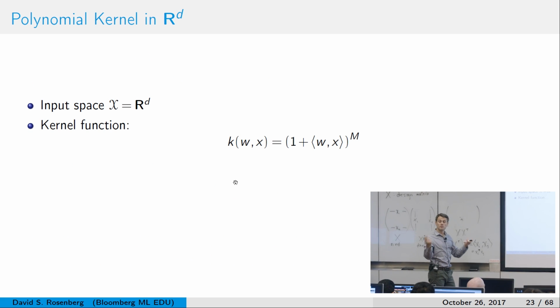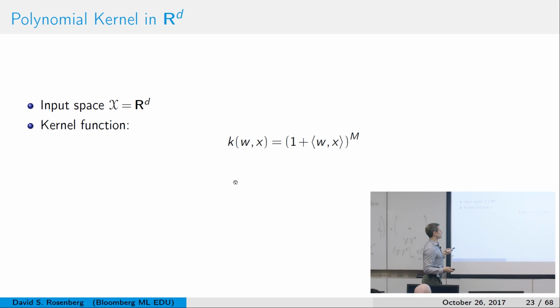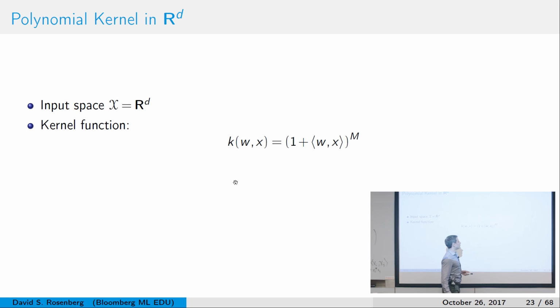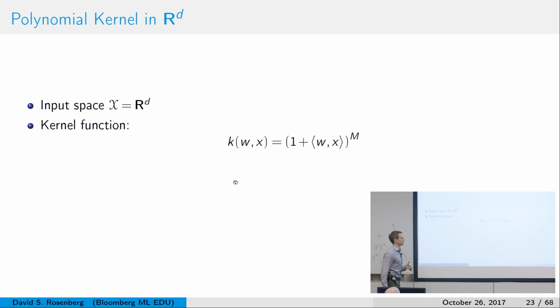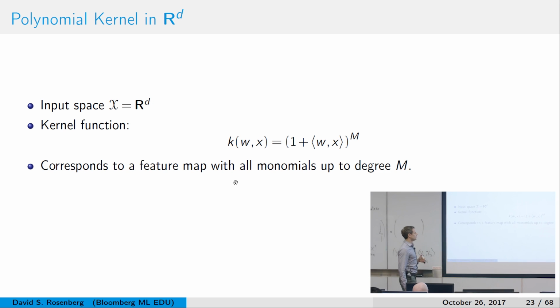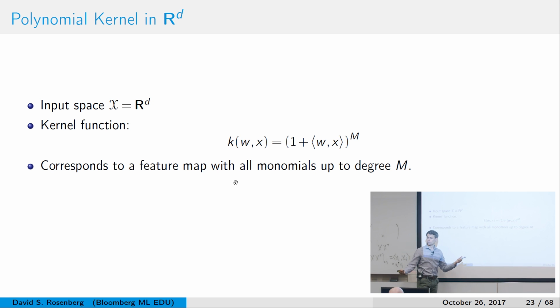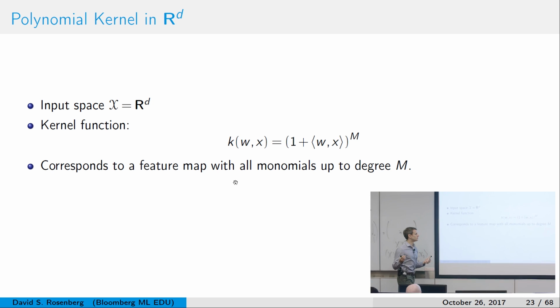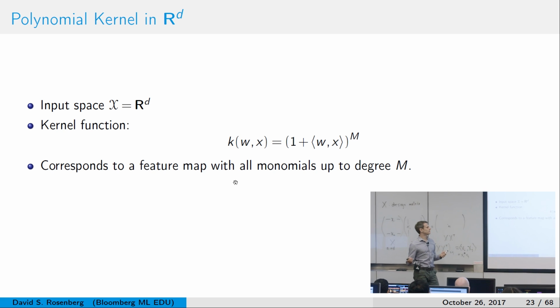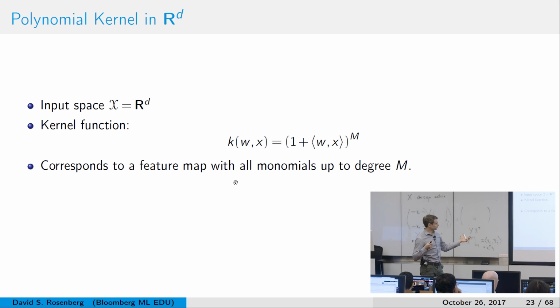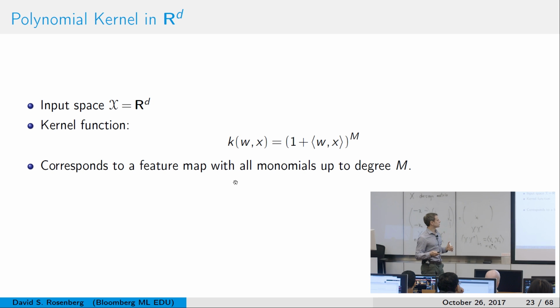All right. Polynomial kernel. This is something that might help us with our original question. If we define our kernel in this way, the mth power of 1 plus the inner product of w and x, it corresponds to a feature map with all monomials up to degree m, which is good. That's what we were talking about earlier. We said there's like 300 million of those monomials. And here we have a kernel function that corresponds to that feature map.